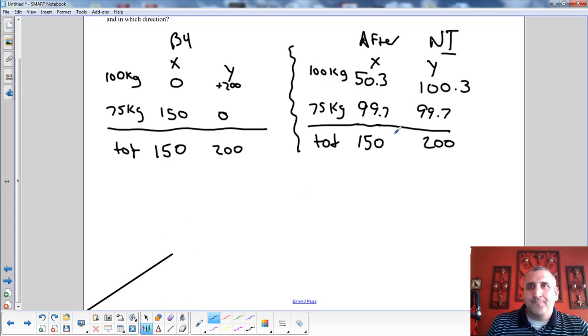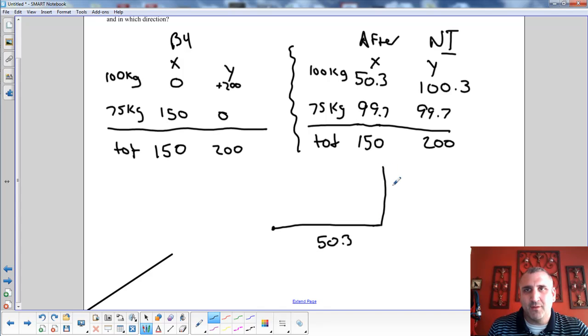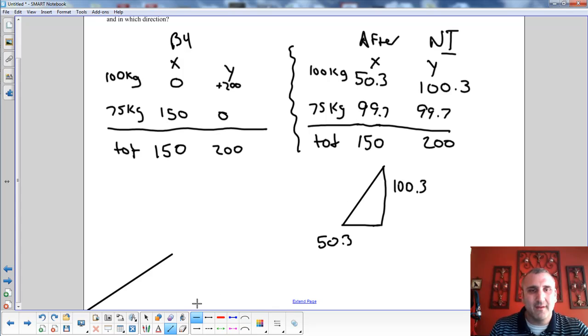Okay, so now my 100 kilogram car is going to have a momentum in the x dimension of 50.3 kilogram meters per second and a momentum in the y dimension of 100.3 kilogram meters per second. Obviously this is not to scale. Let's try and make it a little more to scale. It's better. But we want to know what the hypotenuse is going to be. What is this side going to be?